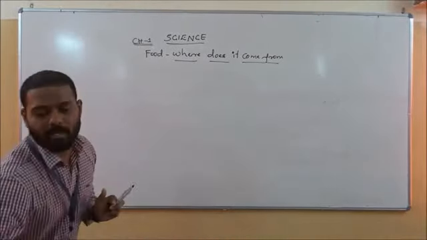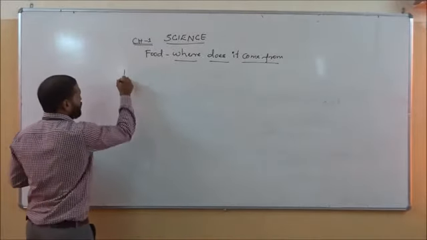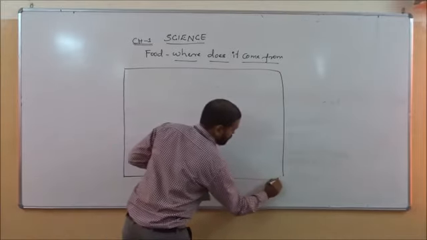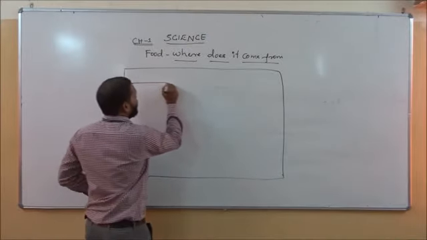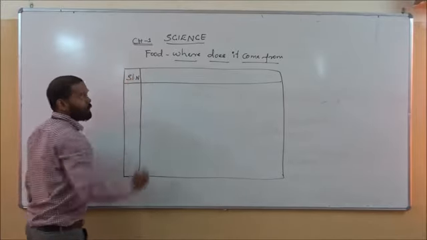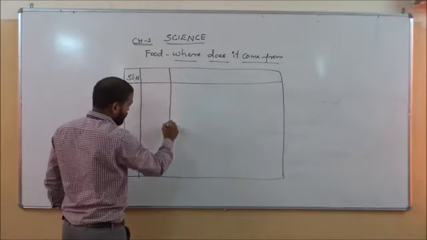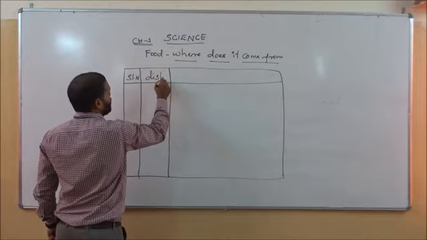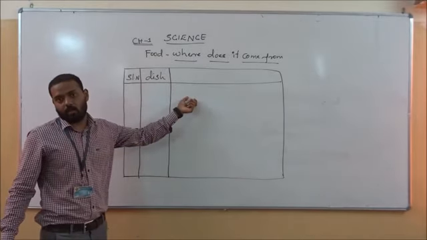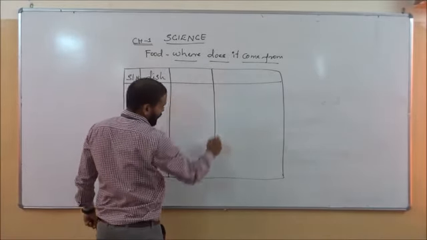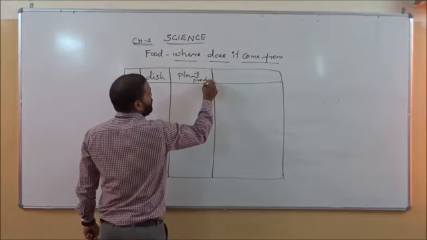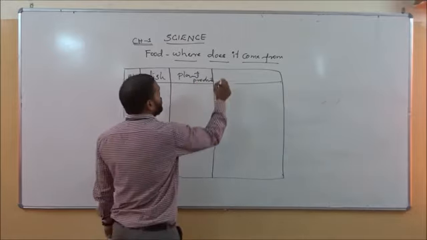Now I will make a table here, so from that you will get an idea. First, I will write the serial number. Now I will write some dishes here. In this particular dish, what plant products do I use? Here I will write what plant parts, plant products I used to prepare this. Then animal products.